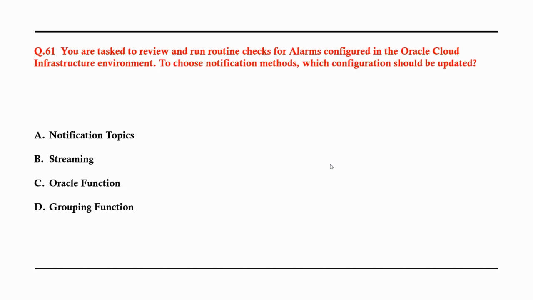Question 61. You are tasked to review and run a routine checkup for alarm configuration in the Oracle Cloud Infrastructure environment. To choose the notification method, which configuration should be updated? The correct answer is answer A, notification topics.